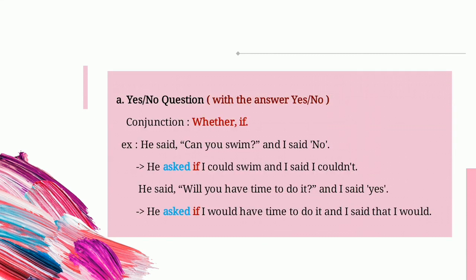Next, yes or no question with the answer yes or no. The conjunction is still the same, whether, if. For example, he said, "Can you swim?" And I said, "No." It became, he asked if I could swim and I said I couldn't.